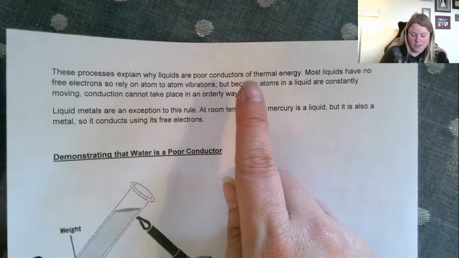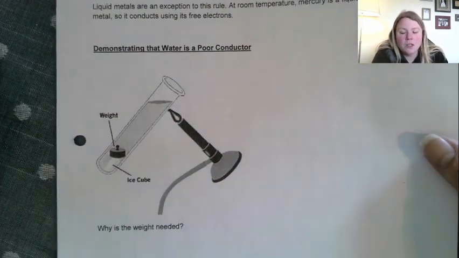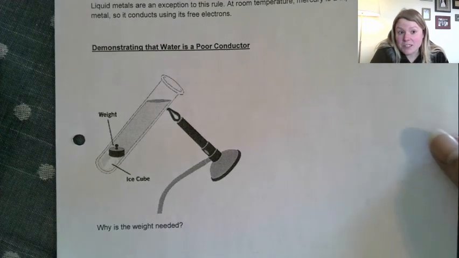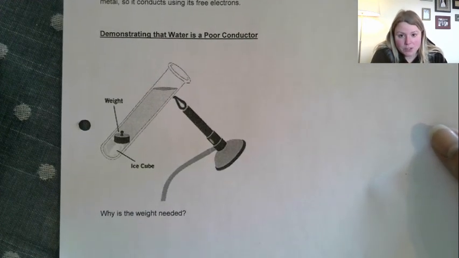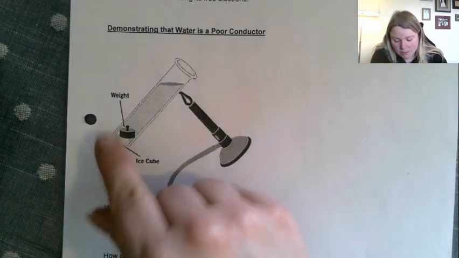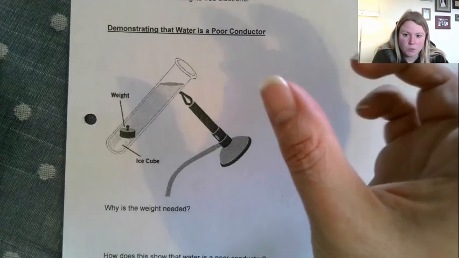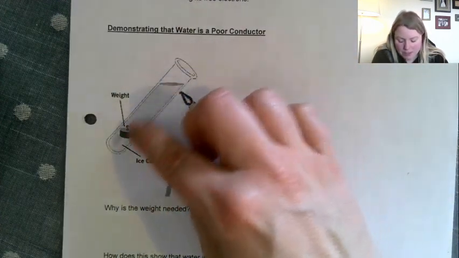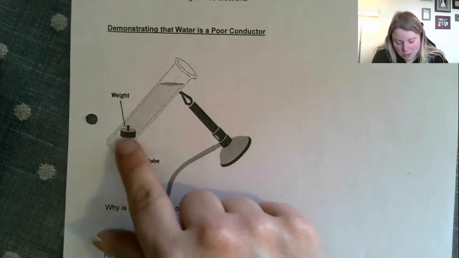Now, this little demonstration here is really good at showing that water is a really, really poor conductor. So what we do is we get a block of ice and we put it in a wee test tube of water. Now, ice floats on water, so this weight is put in to hold the ice down at the bottom of the test tube.